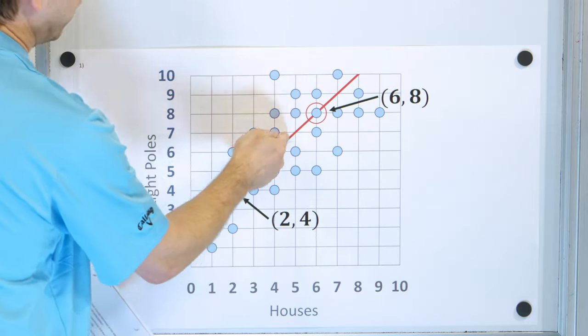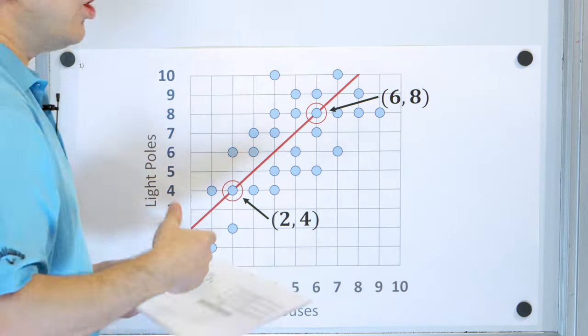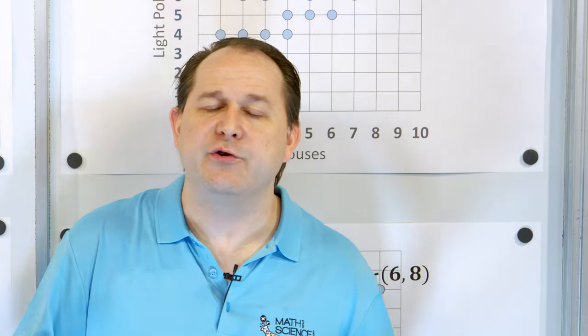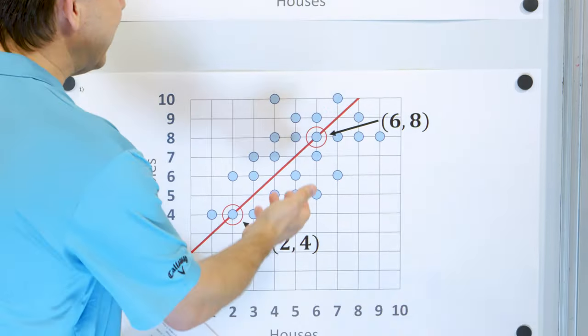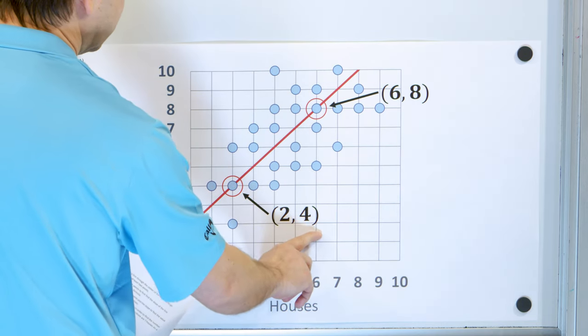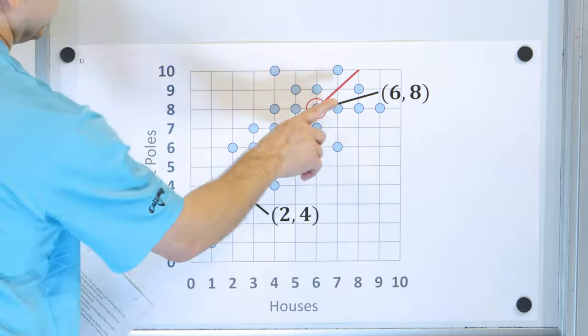Because I want to find an equation for the red line. You know what the equation of a line is, right? y equals mx plus b. And in order to find the line, you really need 2 points. And we have identified 2 points because it cuts through two of my existing data points, (2, 4) and (6, 8).